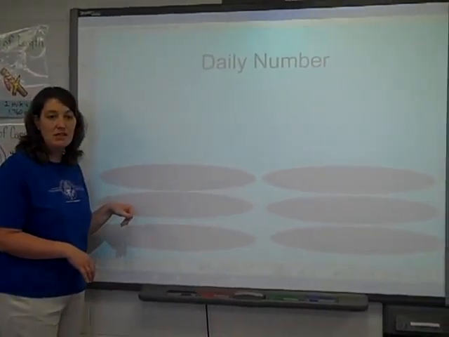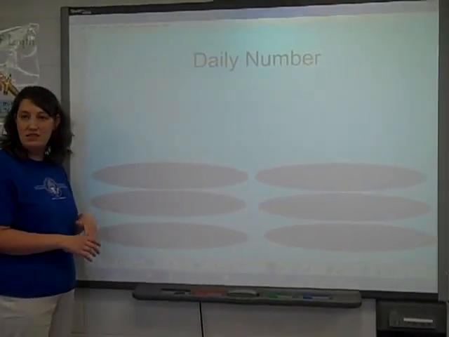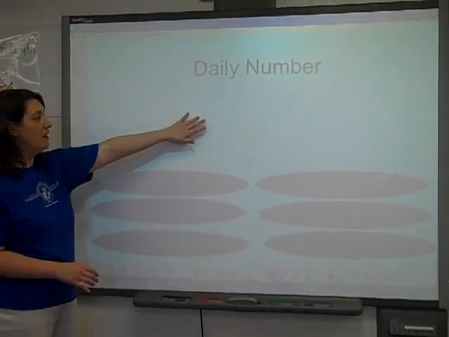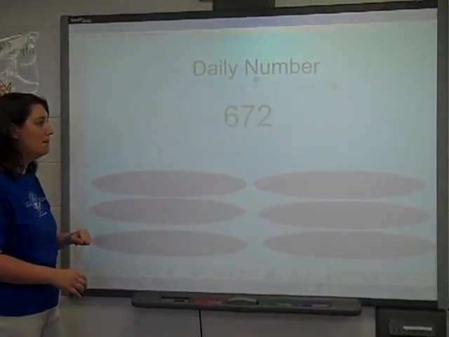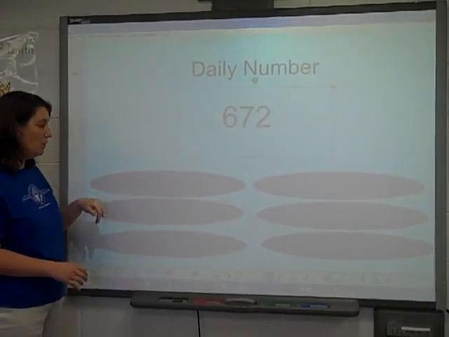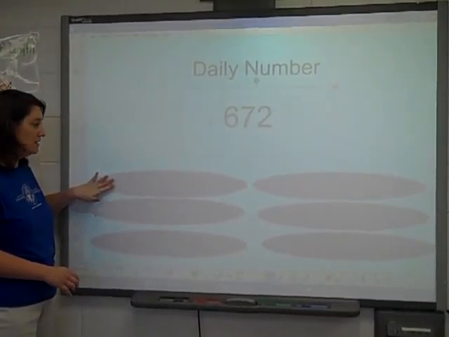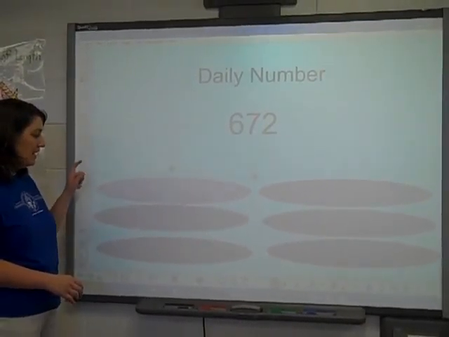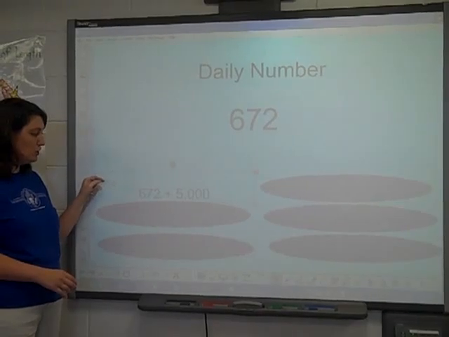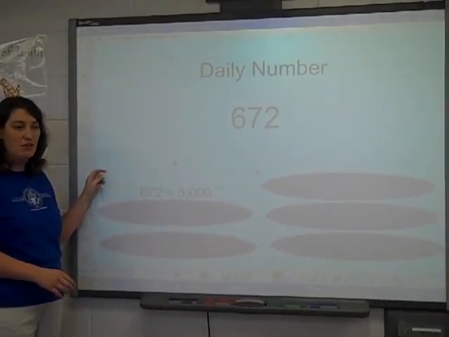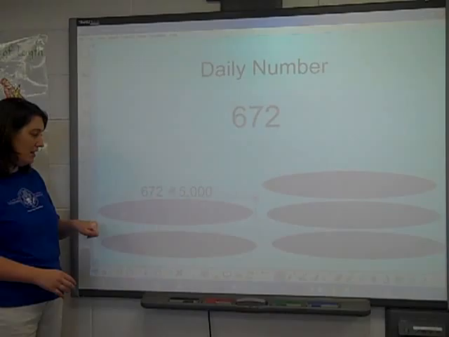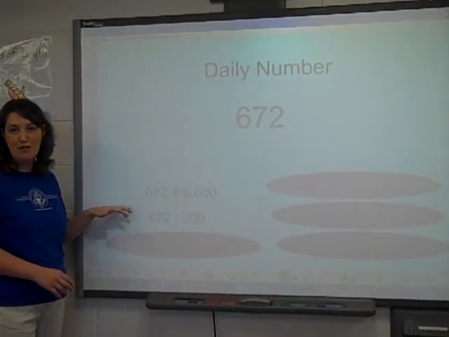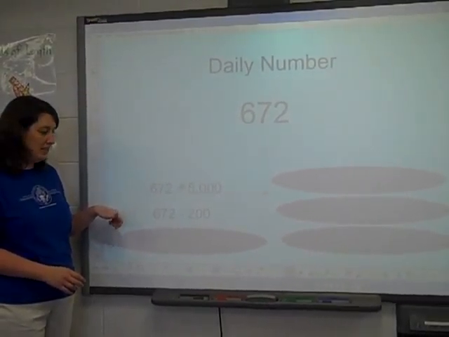One of the first things we do, we start all of our lessons with some mental math activities. This is similar to a slide that I would use. We have a daily number, and you just tap and it comes up, and then the students one by one will come up and they can tap on one of these ovals and it gives a mental math problem. So the kids then would very quickly do 672 plus 5,000 in their minds, and then we can move to the next one. It's just a quick way to get them involved and make sure that their mental math skills are what they need to be.